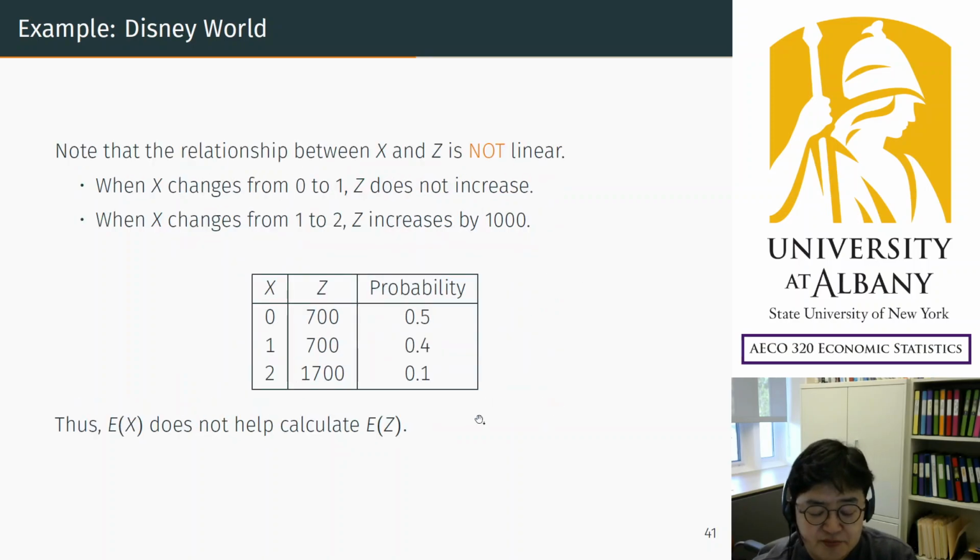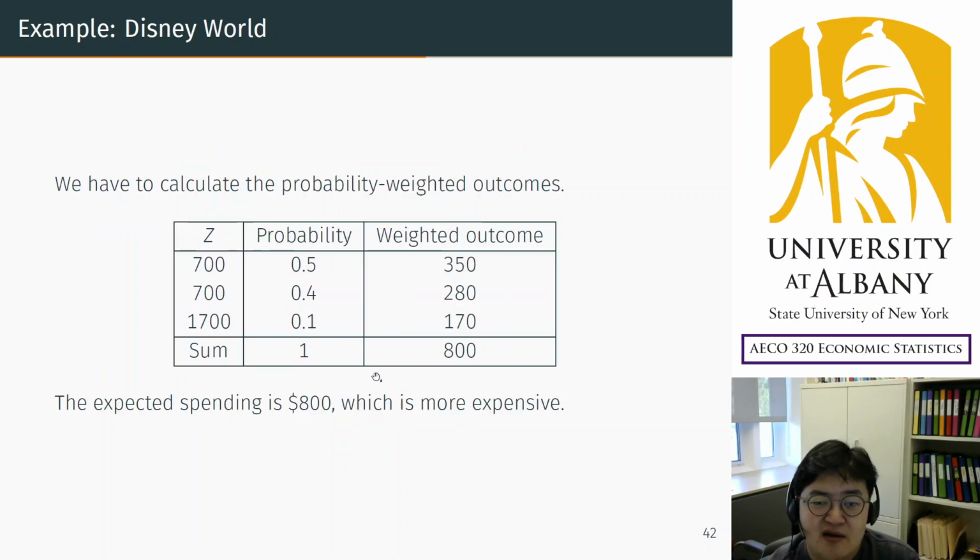Anyhow, as a result, we cannot apply the linear relationship formula. Therefore, there is no other way. Just do it the basic way. Multiply z by its probability, calculate the probability weighted outcomes and write them down here. Sum all the probability weighted outcomes, and the answer is $800 in the end.